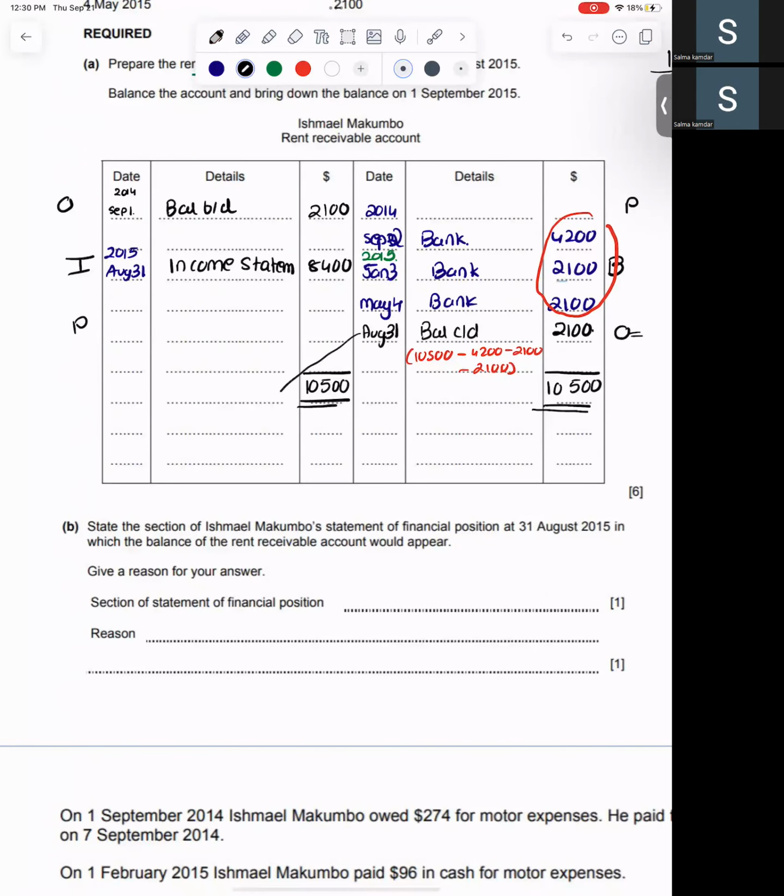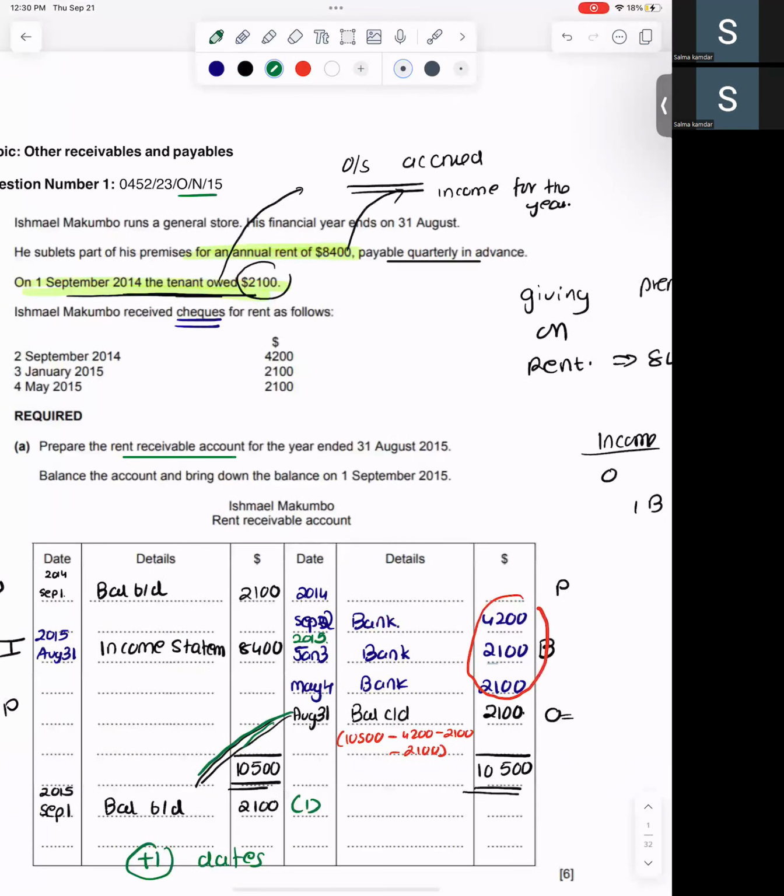Never forget to bring this down again on the first date. So it will be 2015, September 1, and I'll write it as balance brought down 2,100. Please remember, you get marks for bringing this down. Okay? And 1 mark you will get for dates. The sum is of the year October-November 2015, paper 23.